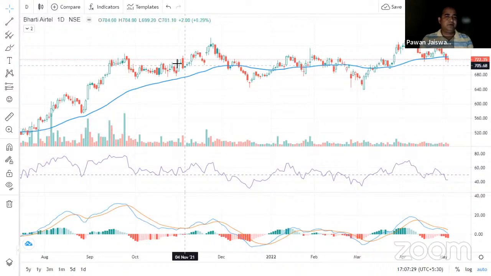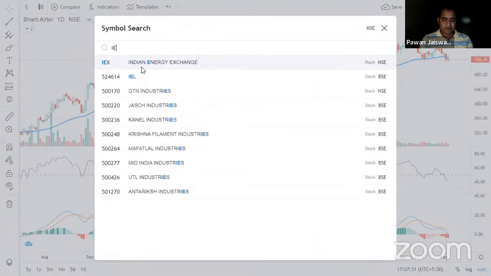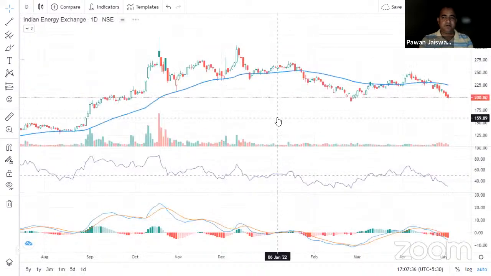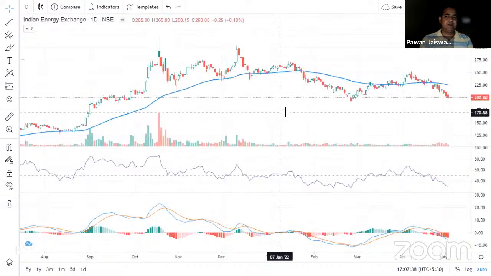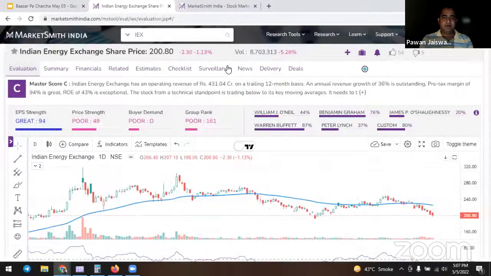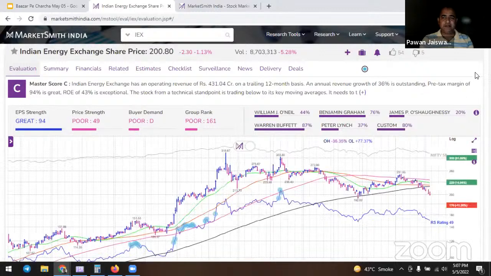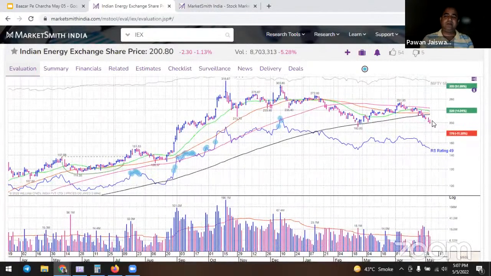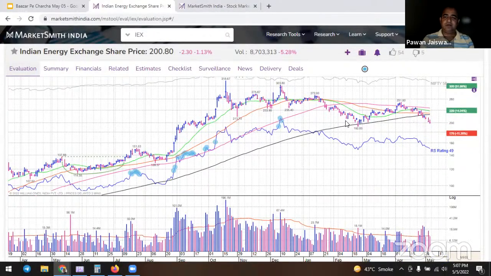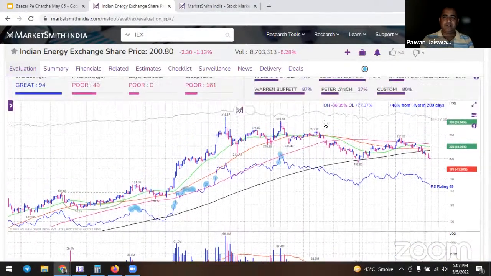Okay. Now IEX. So IEX is only in correction mode. Let's move on to the Trader Smith chart. Yes, it has already breached all these moving averages. It has breached the 200 moving average and other key moving averages also. Now it is forming a lower top, lower bottom formation.